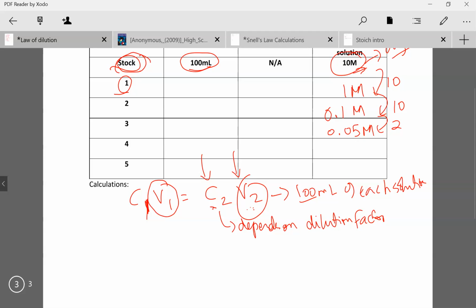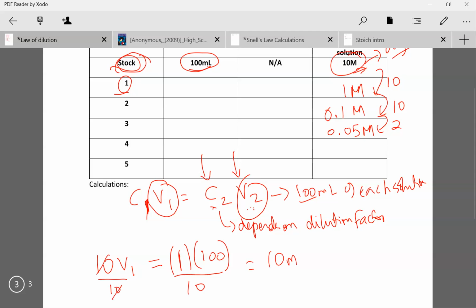And so concentration 1 is the stock concentration, so that's already given to us, would be 10. We have to calculate volume 1. Now our C2 depends on our dilution factor. I want a dilution of 10, so our C2 will be 1. And V2, I said I wanted 100 milliliters, so I'm just going to put 100 into here. And you can see that I have to divide both sides by 10 to solve for V1. And this V1 becomes 10 milliliters.